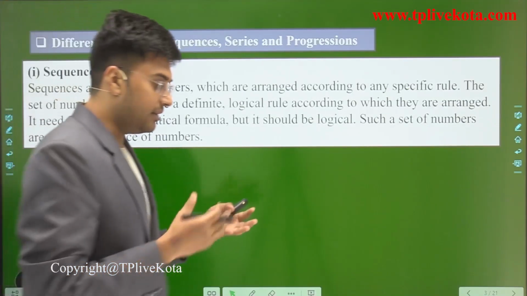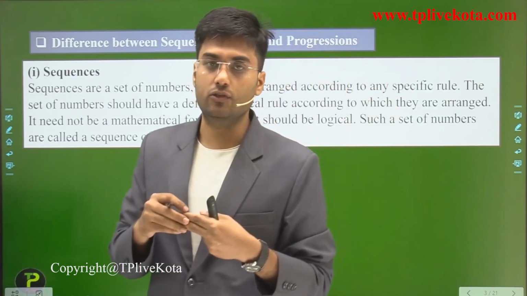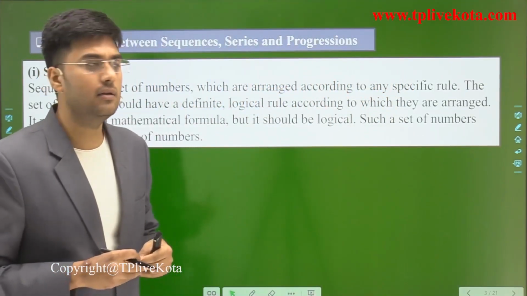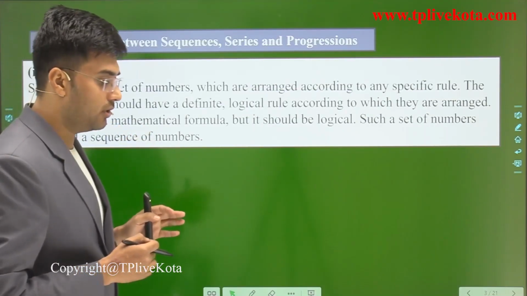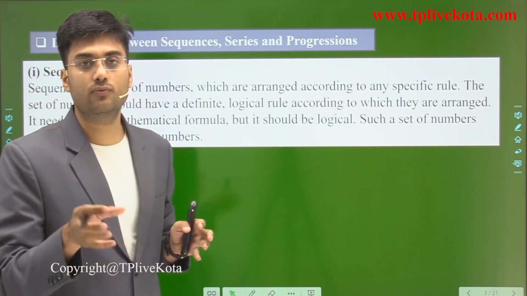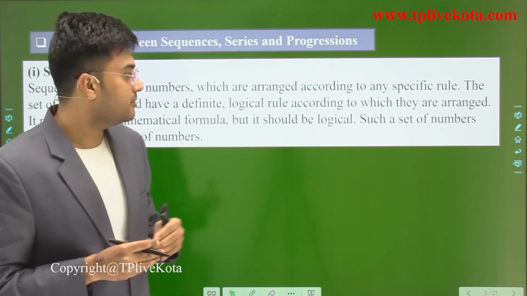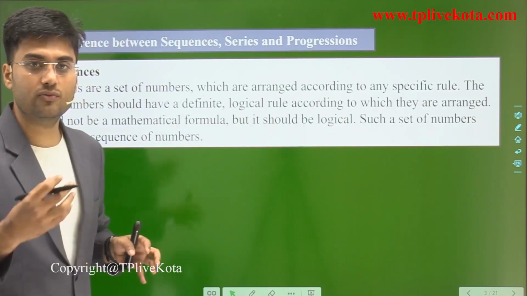This rule may sometimes be logical and sometimes mathematical. It is not necessary that it is always a mathematical formula to find the terms of the sequence. Such sets of numbers are called a sequence of numbers.